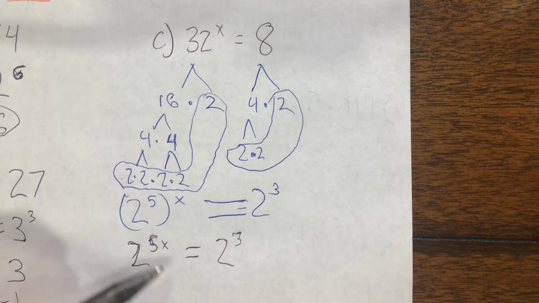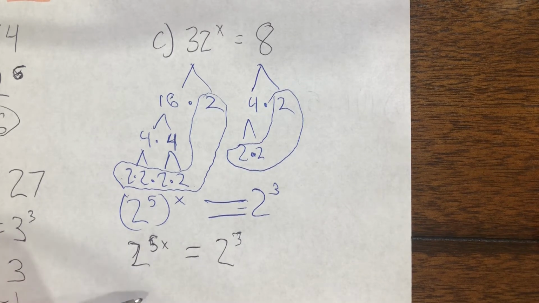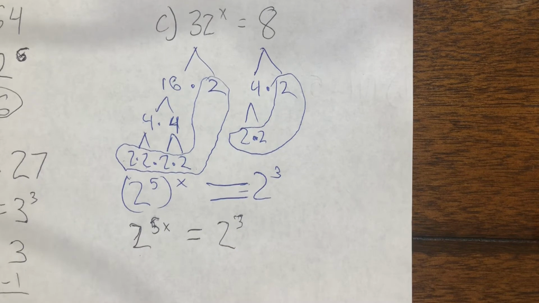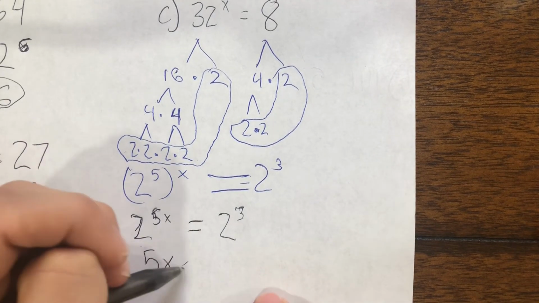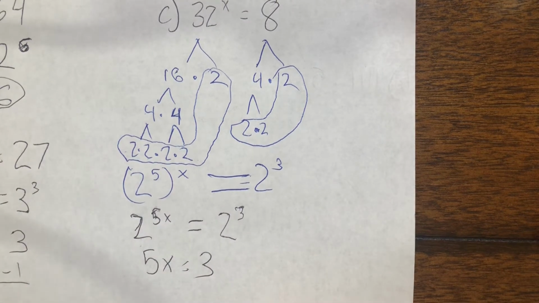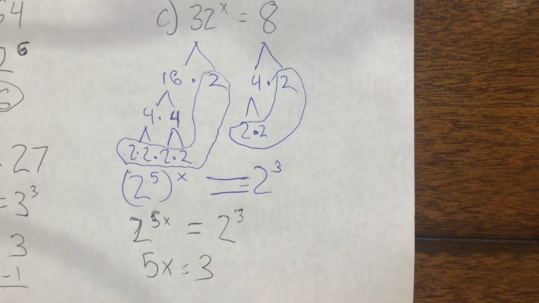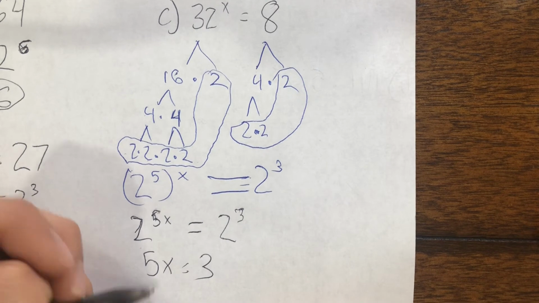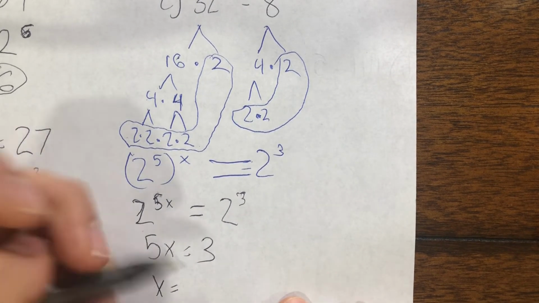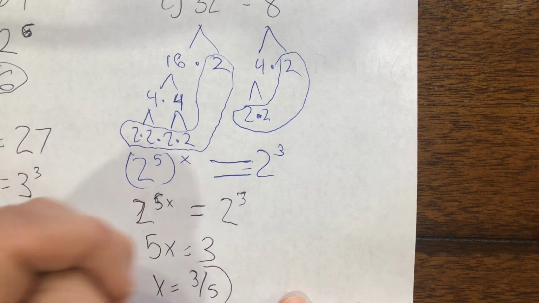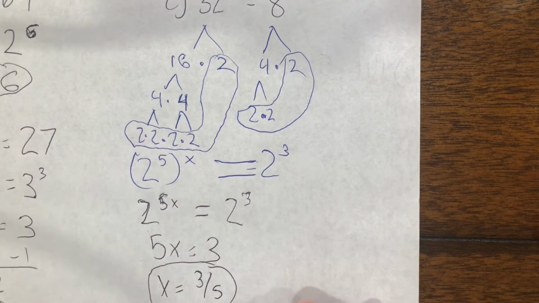All right? So we have the bases to be the same. We have 2 on this side and 2 on this side. So now I just need to make my exponents equal to each other. So I have 5x equals 3. And if I divide both sides by 5, then x is going to equal 3/5. So this would be my final answer.